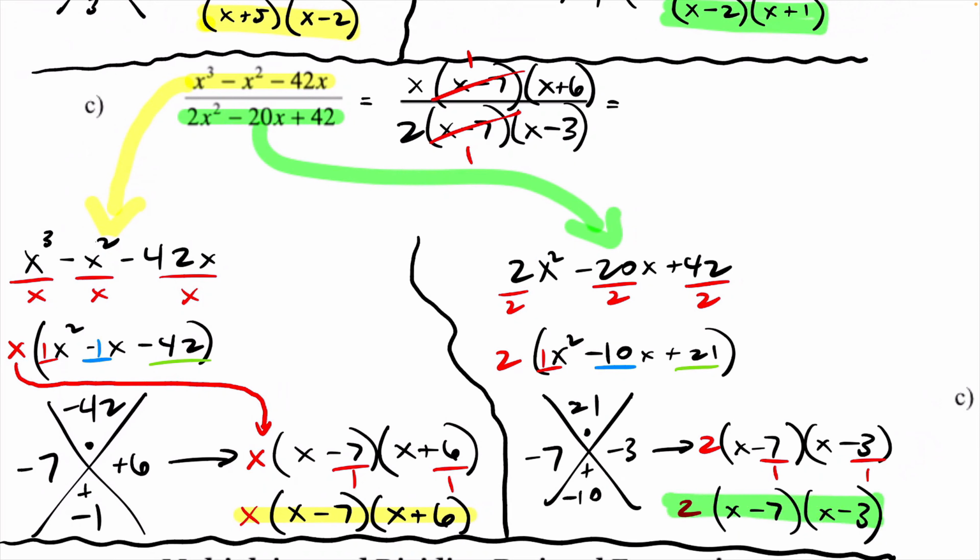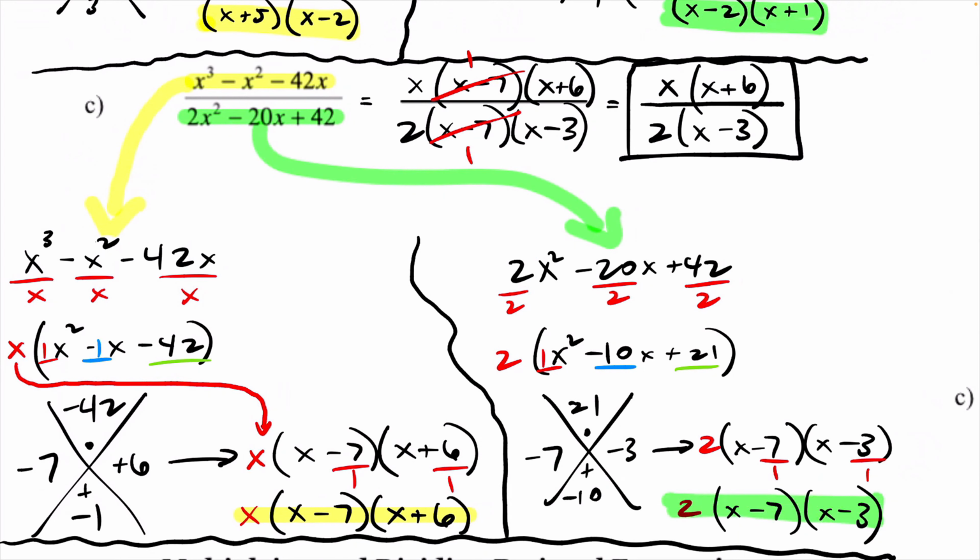I do have monomials, though. The x in the front is a monomial. The 2 on the bottom is a monomial, but I can't simplify those, so I leave them. So on top, I have x times 1, which is x, times x plus 6. On the bottom, I have 2 times 1, which is 2, times x minus 3. Can't reduce them anymore. You are done. Simplified them, reduced them as far as you can.